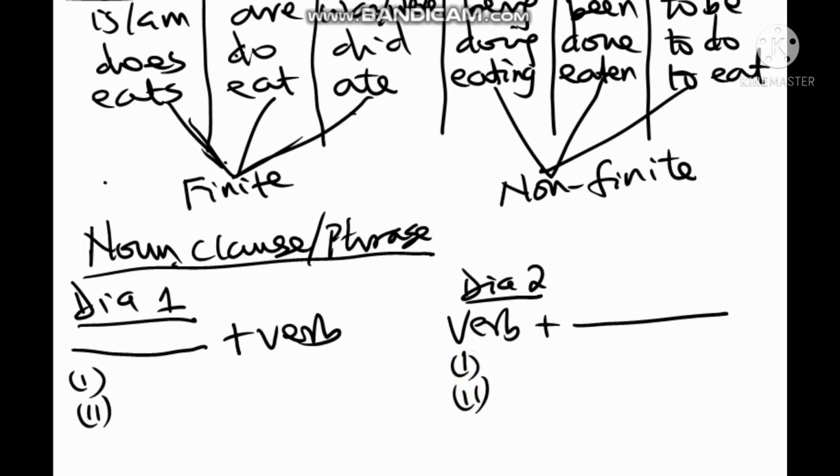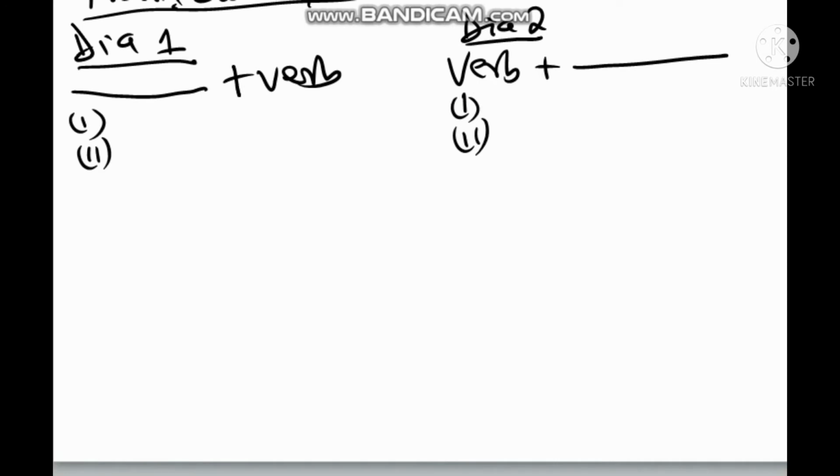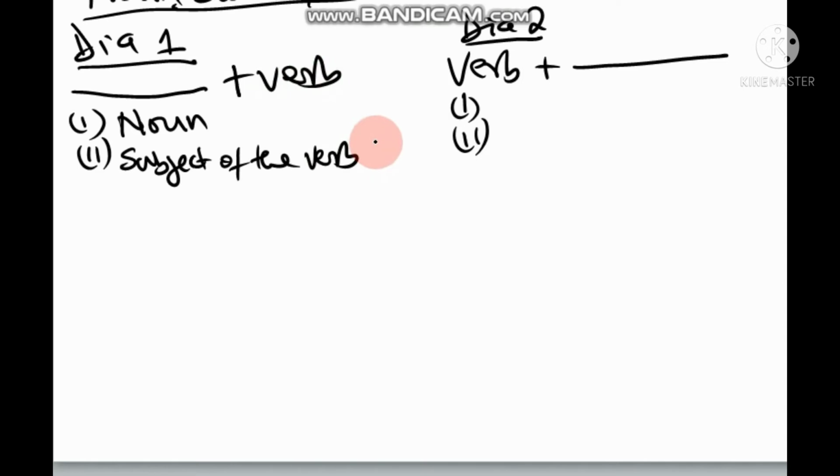The moment you have an underlined word, immediately after that underlined word, if you have a verb, just don't waste your time, write noun. Then come here and write subject of the verb. The verb that is here is what you are going to write. You put it in quotes.